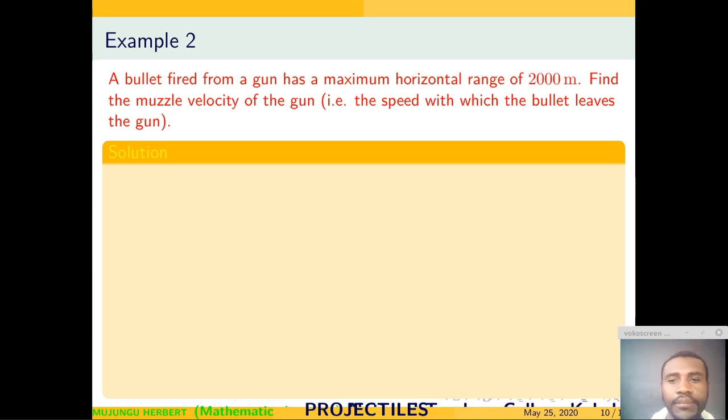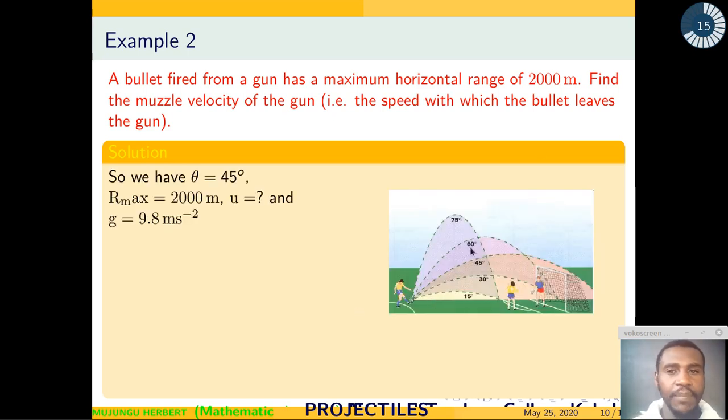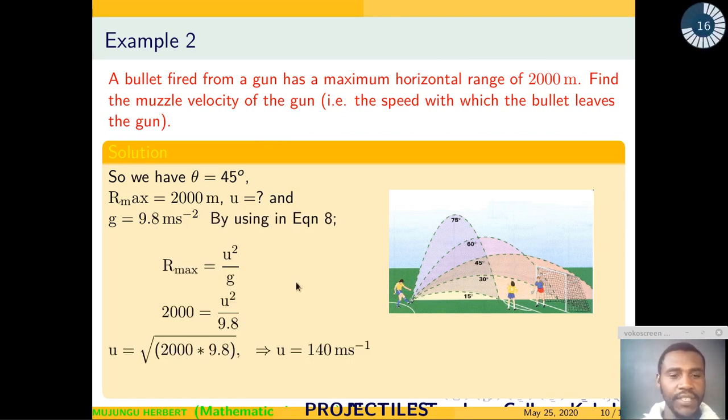Now, we have already derived the expression for maximum range, which was R equals U squared over G. So we can use it, and where there is R, maximum range, we substitute here 2000. Then G, I took G as 9.8. So if we use R equals U squared over G, that's what we get. Here, this diagram is showing us that for a maximum range or horizontal displacement, the angle has to be 45. It's a reminder.